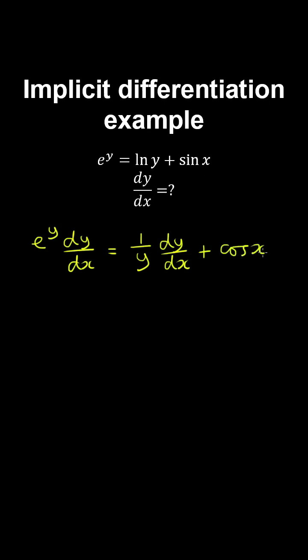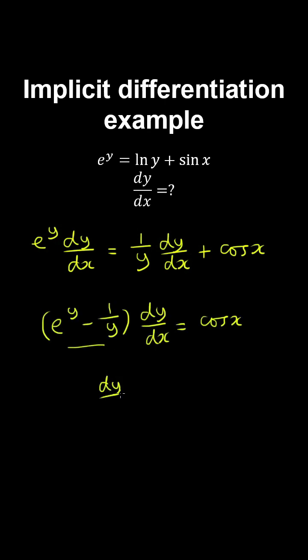Let's find the derivative of y with respect to x. So where we have functions of y, we apply the chain rule. So we differentiate with respect to y, and multiply by dy dx. And the derivative of the natural log of y with respect to x is 1 on y by dy dx. And the derivative of sine x with respect to x is cosine x. And now we can factor out dy dx, and then divide through by this term to get the derivative.